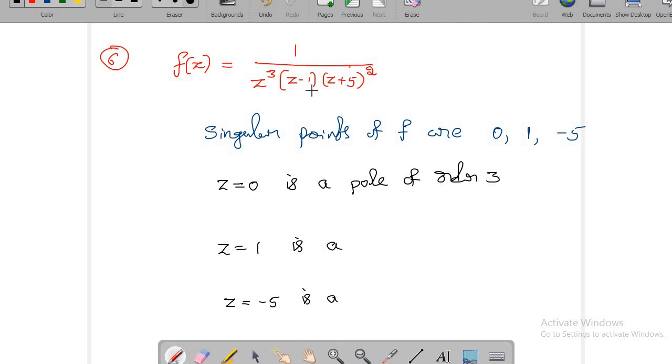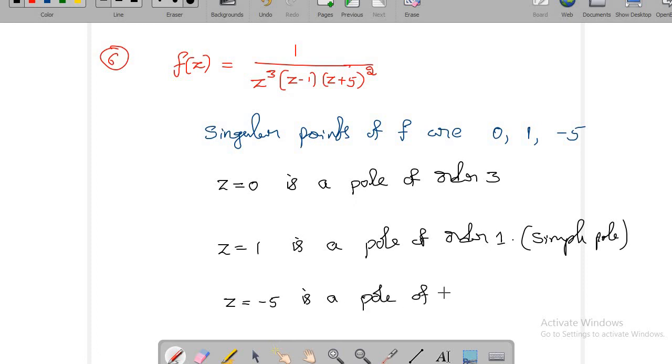See, when you have a rational function like this, directly you can take the power. That's it. So now z equal to 1 is a pole of order 1, or in other words, it is a simple pole. Next, z equal to negative 5. This you tell me. Order 2, sir. Yeah, pole of order 2. That's it.